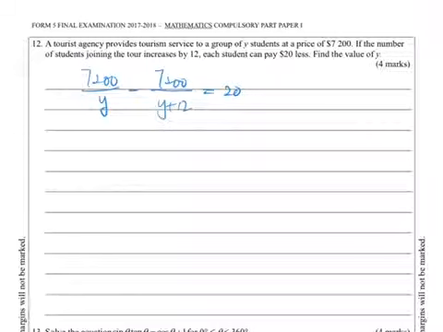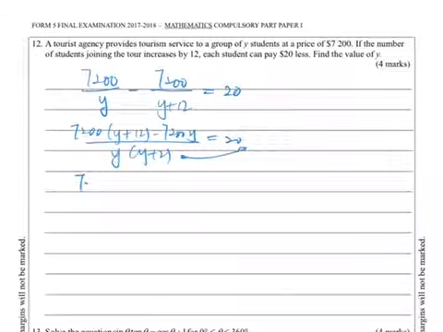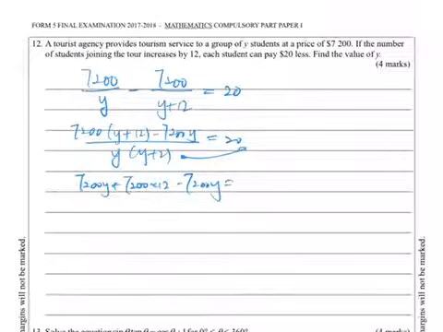So the first step is you combine the denominator. So it is 7200 times y plus 12 minus 7200y equal to 20. And then move this to the other side. So you have 7200y plus 7200 times 12 minus 7200y equal to 20y times y plus 12. And these two will be cancelled. And then you can divide this to the other side.